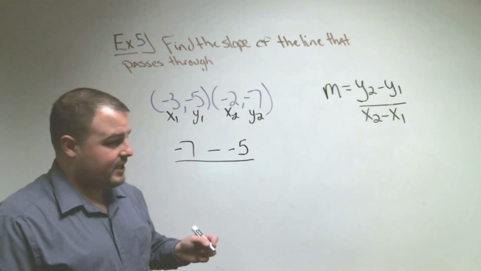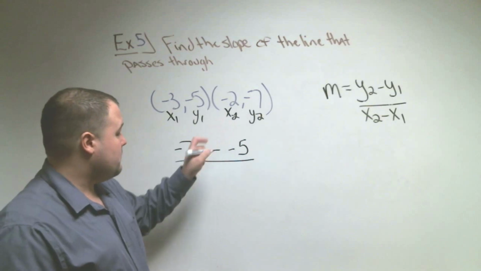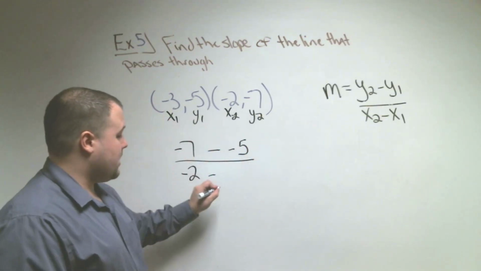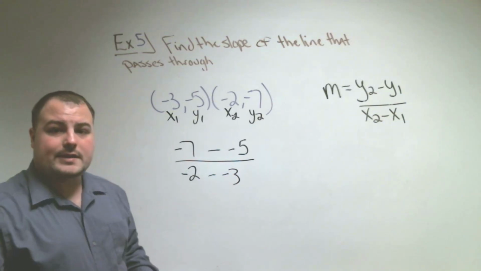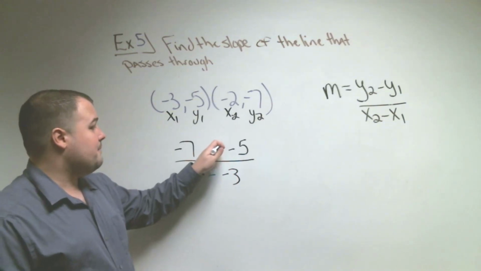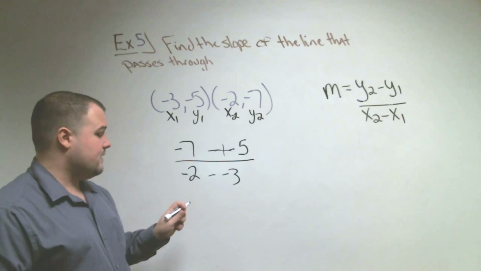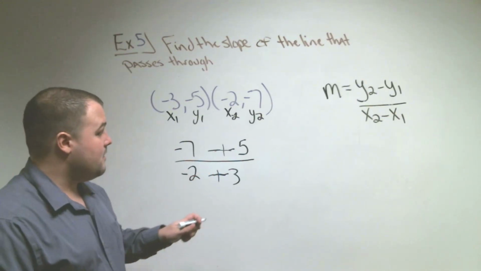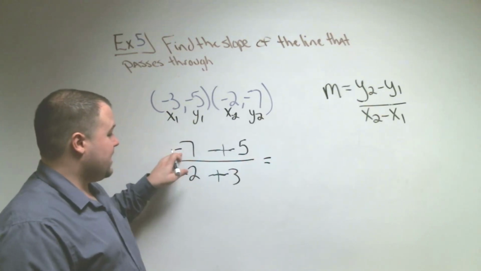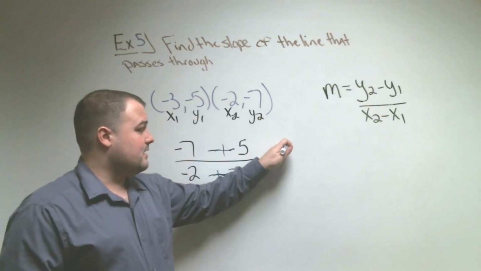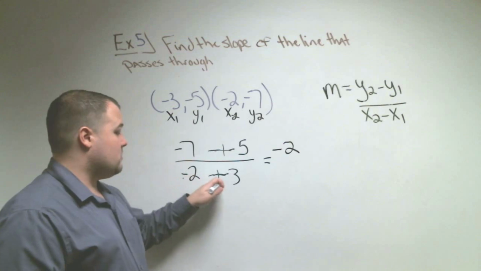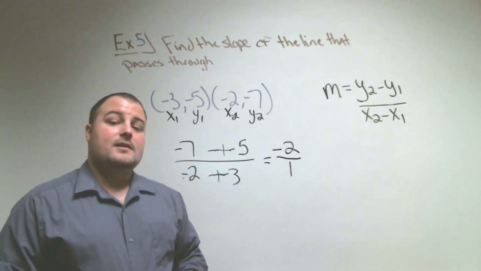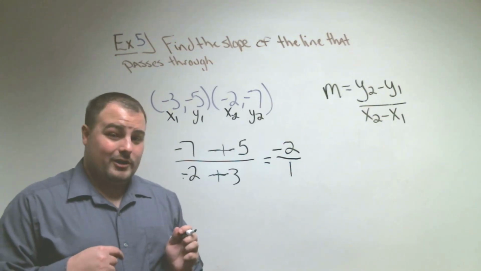over, or divided by, x2, negative 2, minus x1, negative 3. And here I see that I have a minus minus on top. That's going to go ahead and change to positive. And I have a minus minus on bottom. That's going to go ahead and change to positive. So my answer is going to be negative 7 plus 5. That's a negative 2. Negative 2 plus 3. That's a positive 1. So this one is a negative 2 over 1 slope.